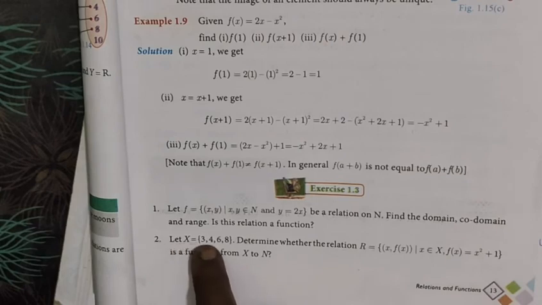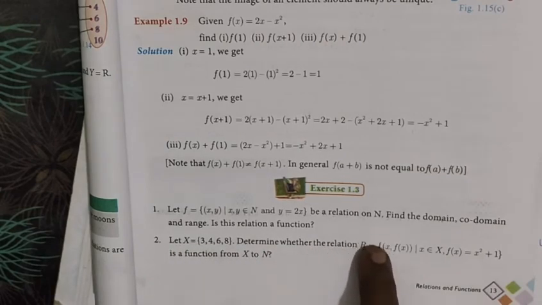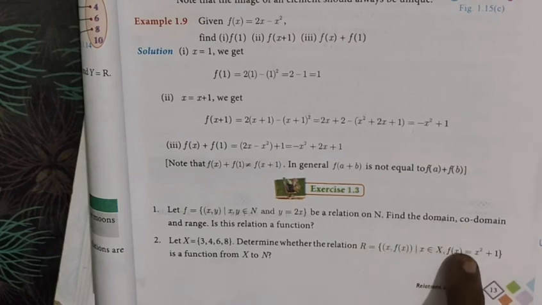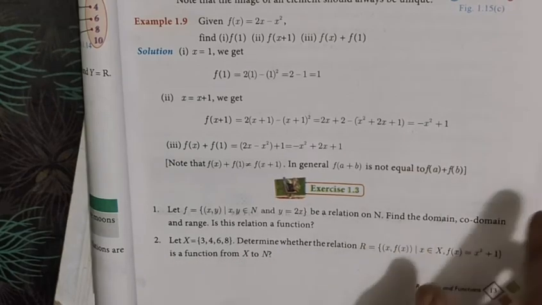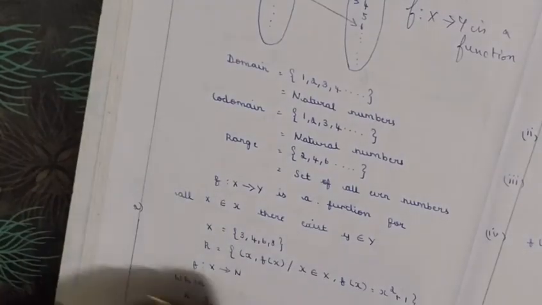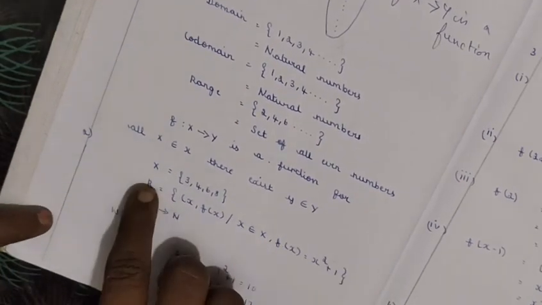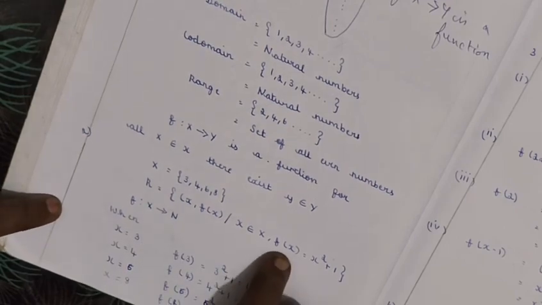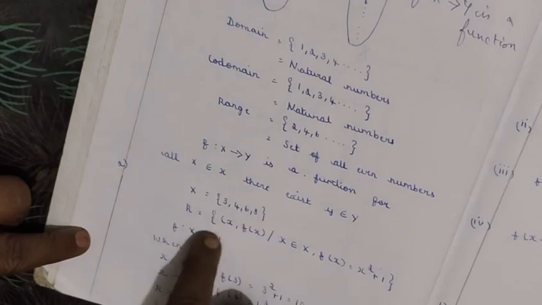Let x equal to {3, 4, 6, 8}. Determine whether the relation, the set of all (x, f of x) such that x belongs to x and f of x equal to x square plus 1, is a function from N to N. Now for all x belongs to x, we have to find f of x. Set x equal to 3, 4, 6, 8.